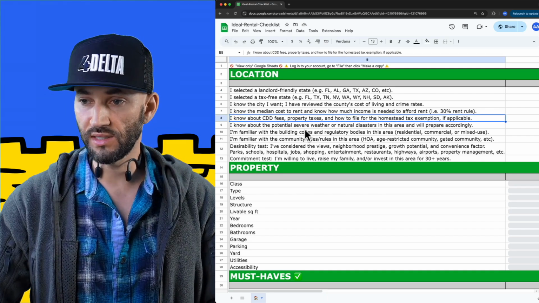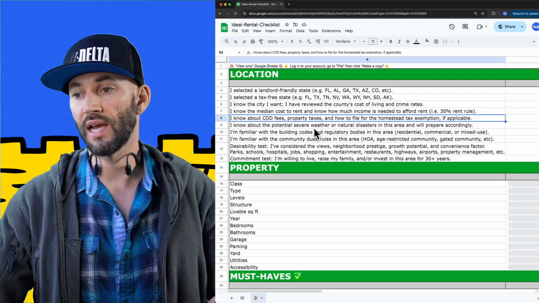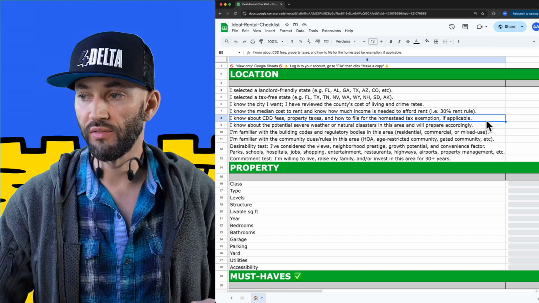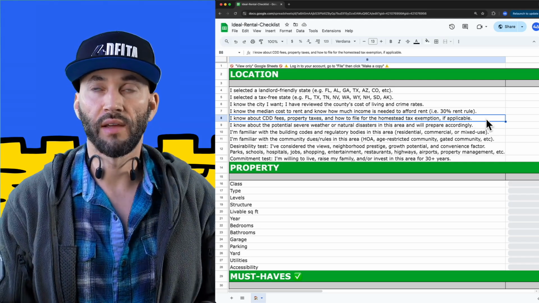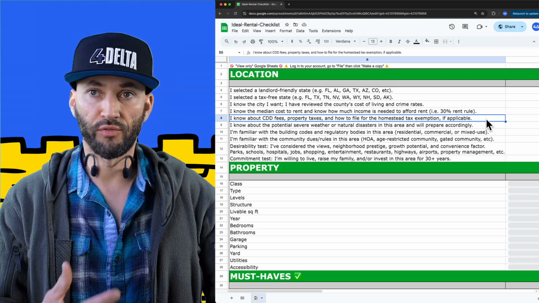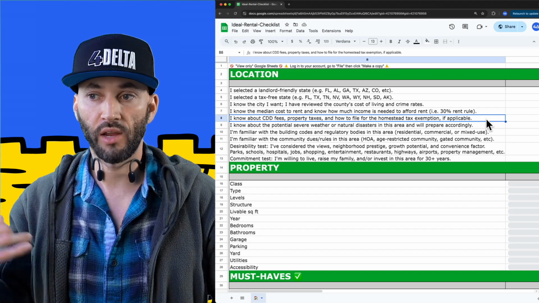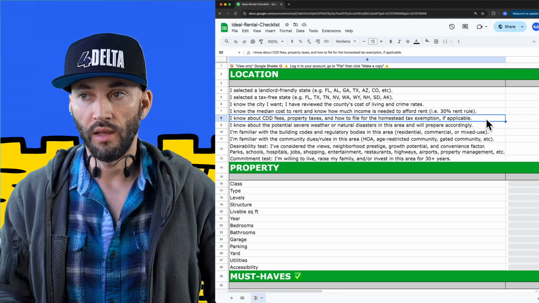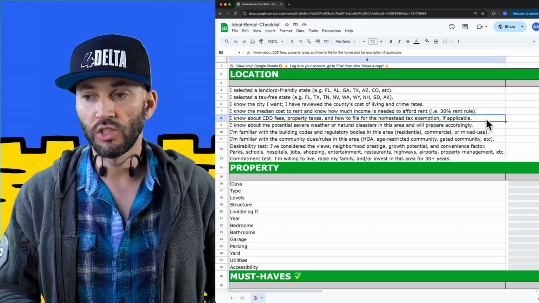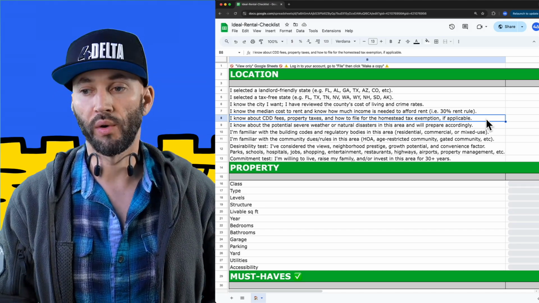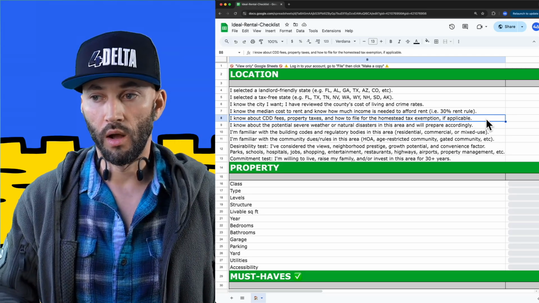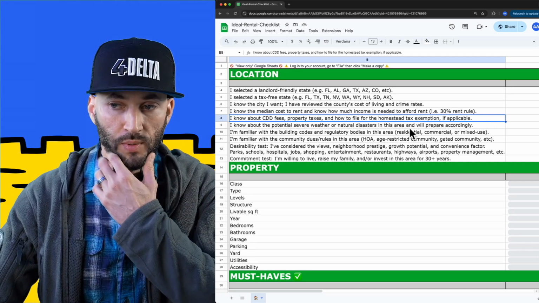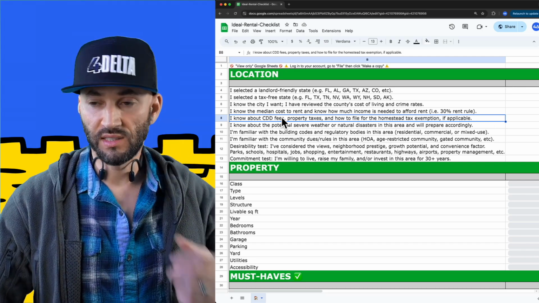And what is this? I know CDD fees, property taxes, and how to file homestead tax exemption if applicable. This right here is if you're going to house hack and maybe say you're going to live in the front of the house and there's an apartment in the back you're going to rent out. Then in those cases you can file for homestead, and you'll get a tax deduction. It gets you thinking about homestead if you don't already know what it's about in Florida. I know about it. I looked into it, so I was like, let me put this on here, get them thinking that way. Most people know about property taxes and CDDs.